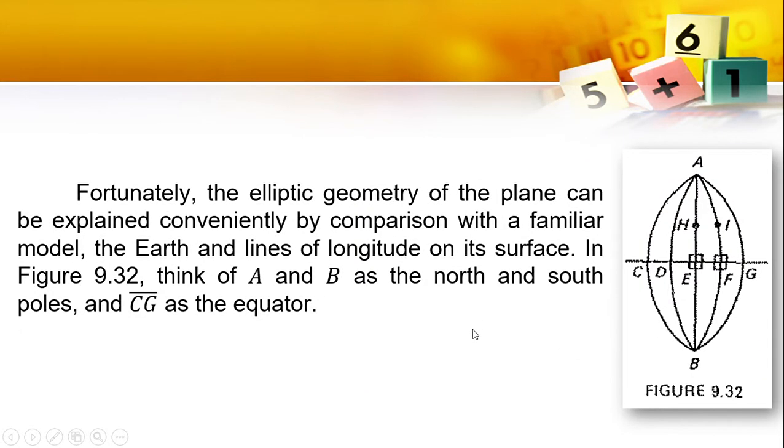Fortunately, the elliptic geometry of the plane can be explained conveniently by comparison with a familiar model, the Earth, where the lines are the longitudes on its surface. In figure 9.32, think of pole A and pole B as the north and south poles, while line segment CG is the equator. So that is the characteristic postulate of elliptic geometry.